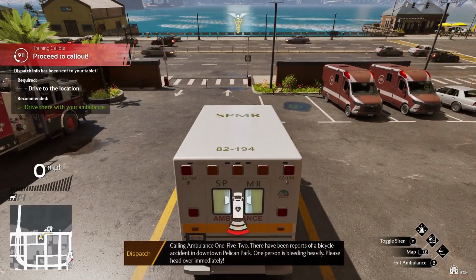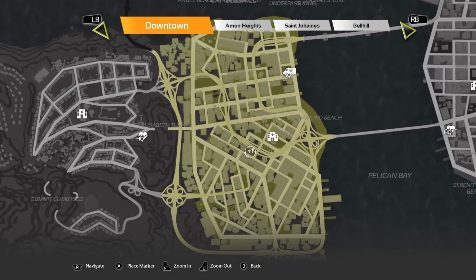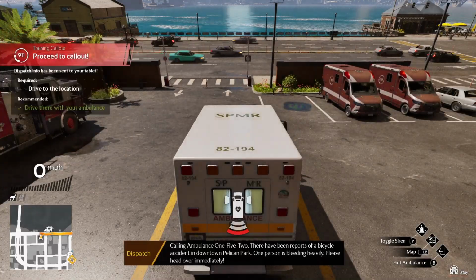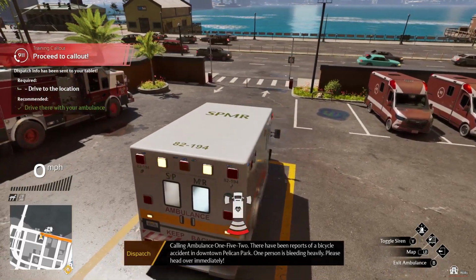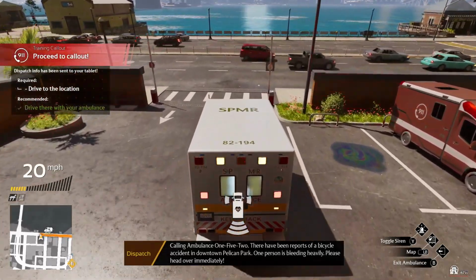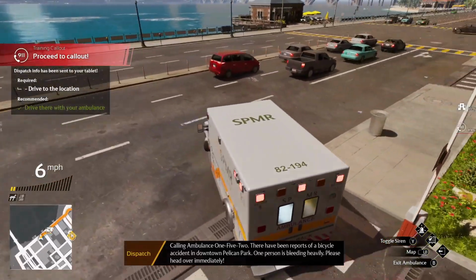Calling ambulance 152. There have been reports of a bus accident in downtown Elgin Park. One person is bleeding heavily. Please head over immediately.